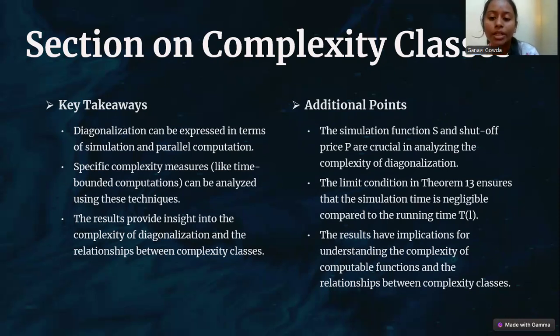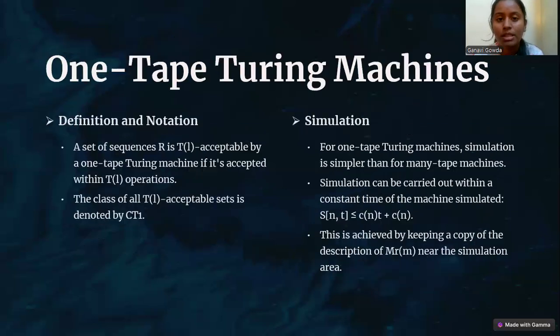The results have implications for understanding the complexity of computable functions and the relationship between the complexity classes. One-tape Turing machines: a set of sequences R is T of 1 acceptable if it is accepted by a one-tape Turing machine within T1 of n operations. The class of T1 acceptable sets is denoted by CT1.